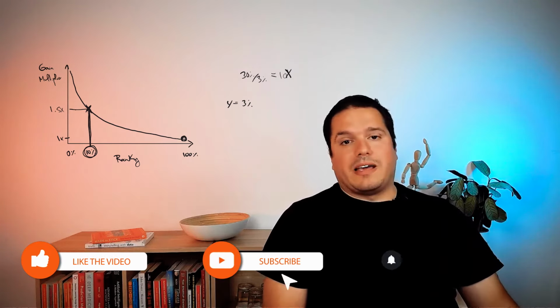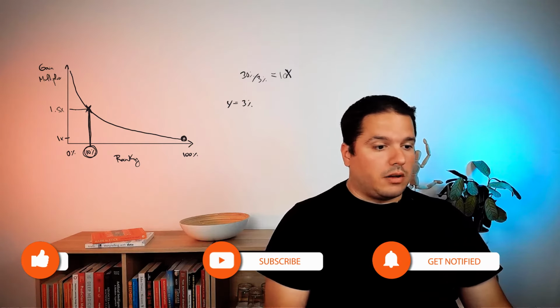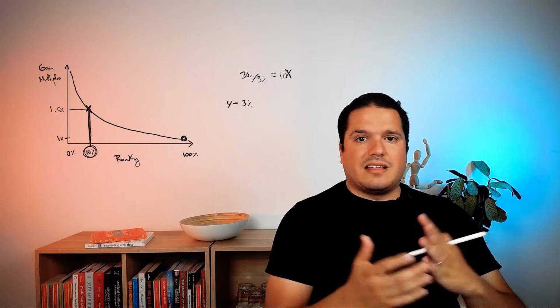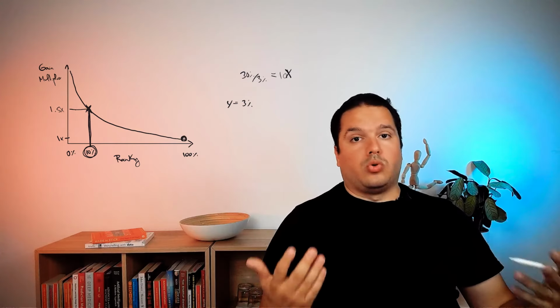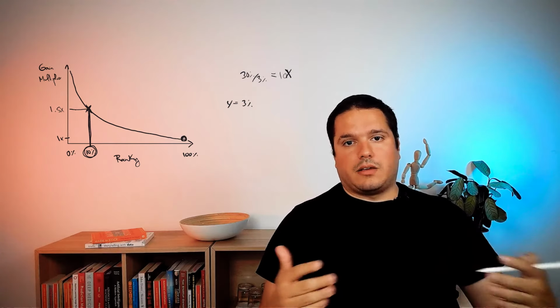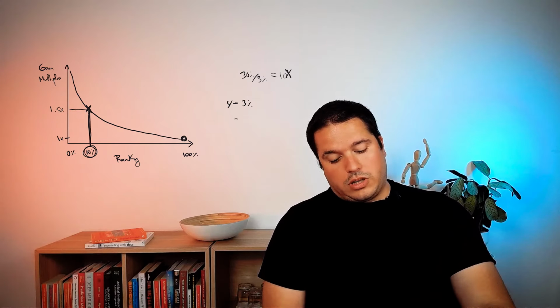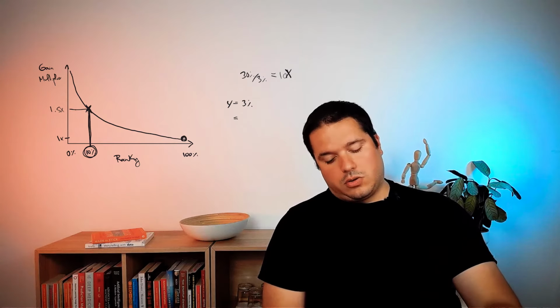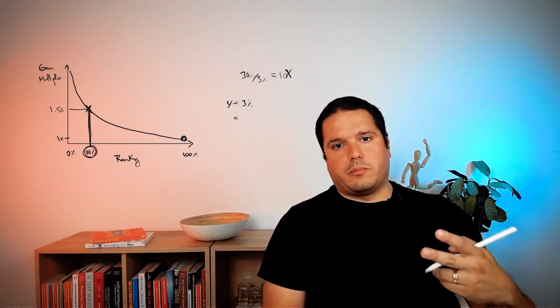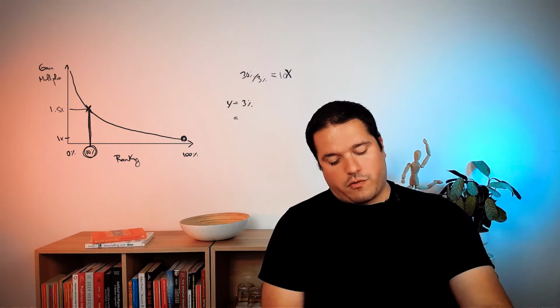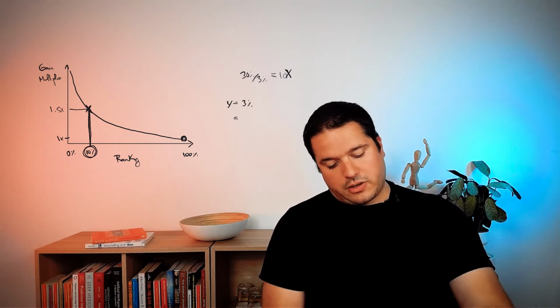But let's go for the main disadvantages of the lift curve. The first one is that it's quite sensitive to the baseline hit rate. So let's say that your initial lead base no longer converts at 3% because you changed your SEO strategy, your copywriting, etc. Now you convert at 5% or at 6%.